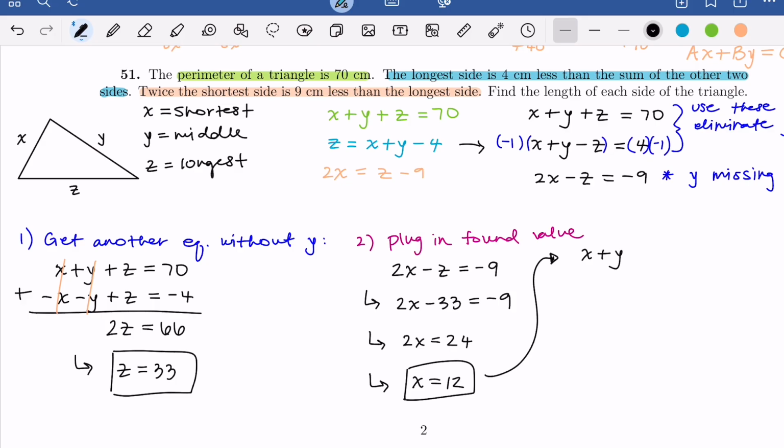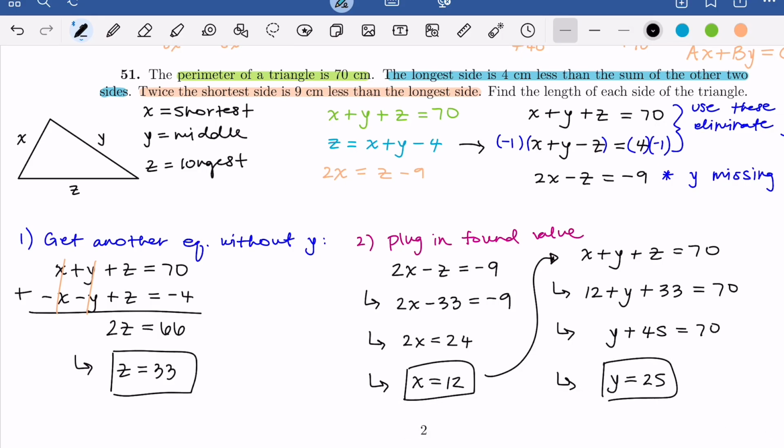So we have x plus y plus z is equal to 70. And we're going to plug in our known values. So 12 plus y plus 33 is going to give us 70. So y plus 45 is equal to 70. So this tells us that y is equal to 25. And in this case, in this step two, we're actually plugging in our found values. So we found x and z.